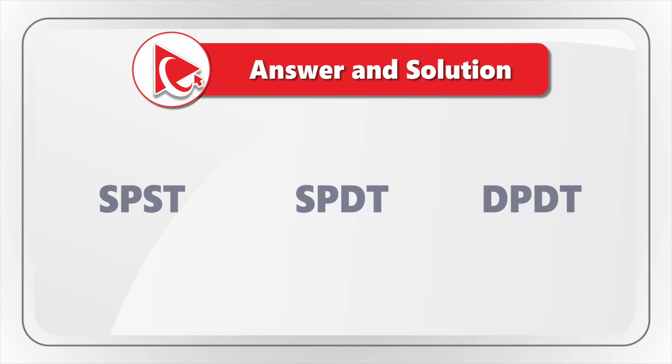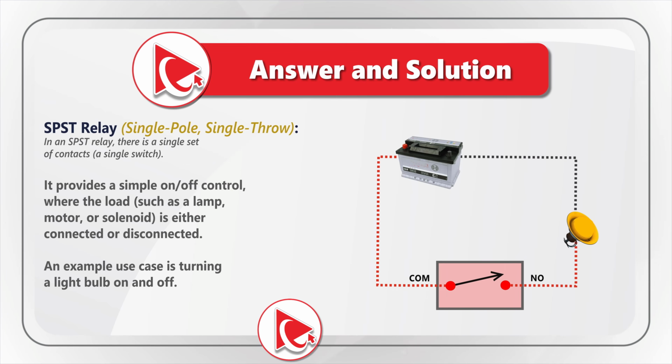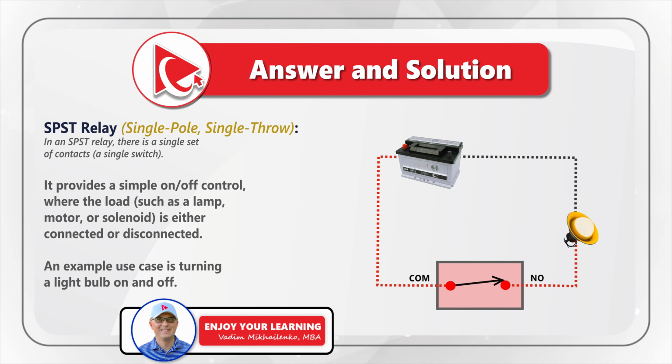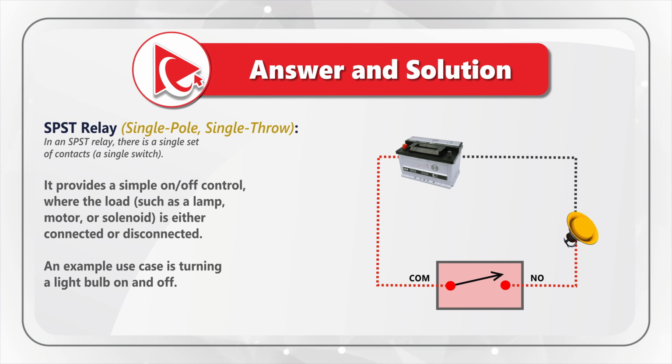Let's start with the simplest one: single pole, single throw relay. In this relay, there is a single set of contacts, basically a single switch. This relay can provide a simple on-off control where the load, such as a lamp, motor, or solenoid, is either connected or disconnected. Here is a simple example where we turn a light bulb on and off.